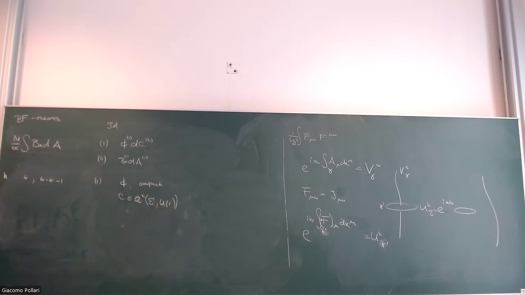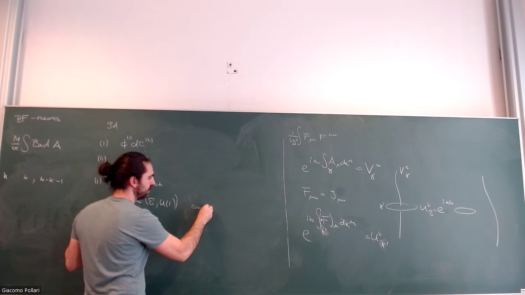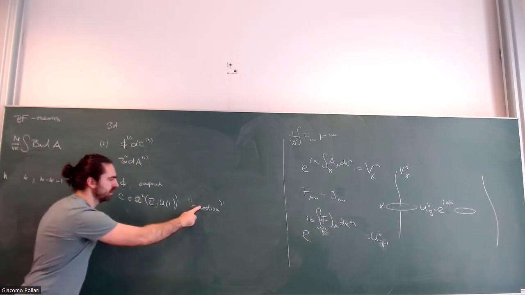Phi is compact means it's a compact boson. It has values in U1. And these are two-forms with values in U1. They're not really two-forms, they're like gauge fields, they're connections, but let's think of them as two-forms for the moment. So yes, the target space is compact.